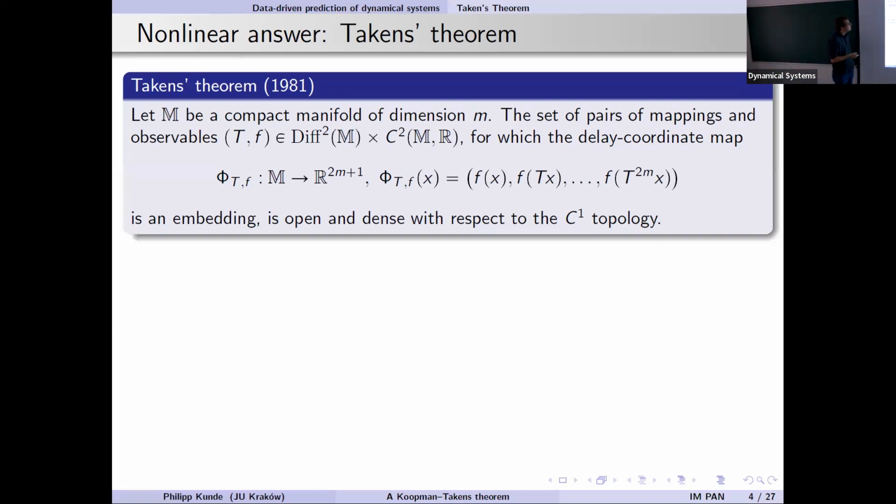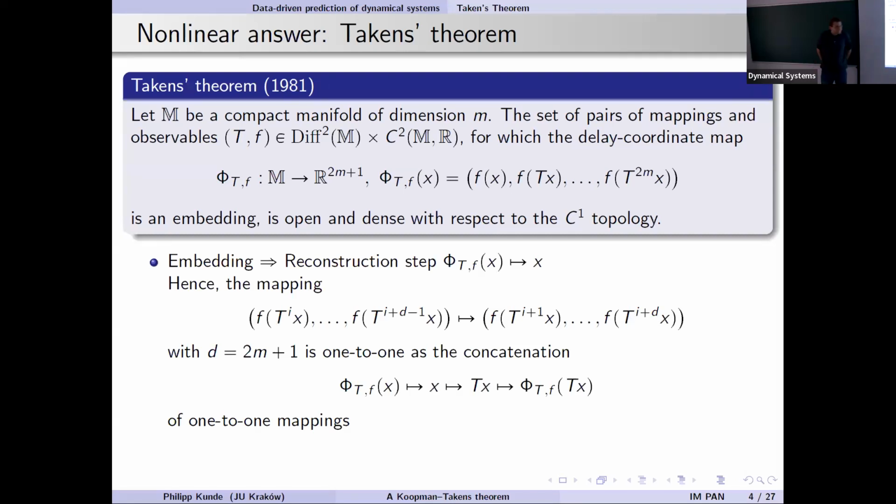Here we look at this time-delayed mapping, where we take 2m+1 entries in our time series, so 2m+1 observations under the observable f. The fact that this is an embedding allows you, at least in theory, to do a reconstruction step, to go back from your 2m+1 dimensional vector to your point x. So it's a so-called reconstruction step.